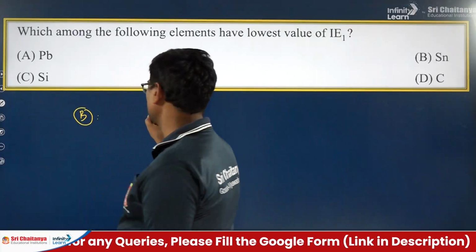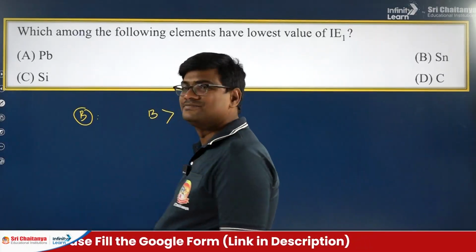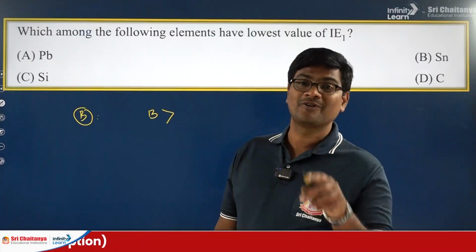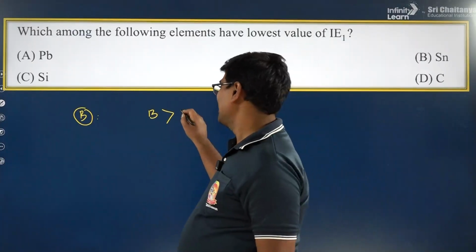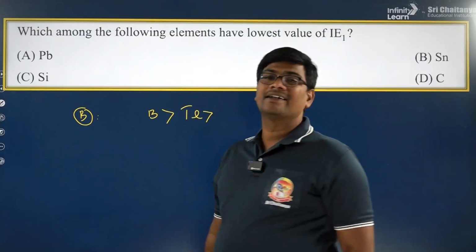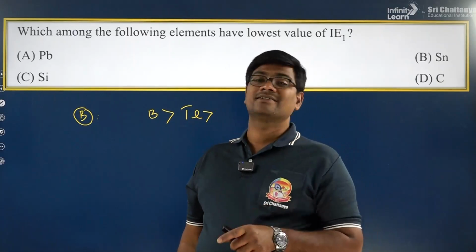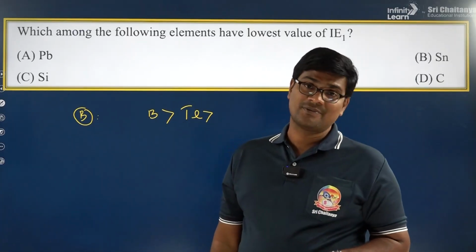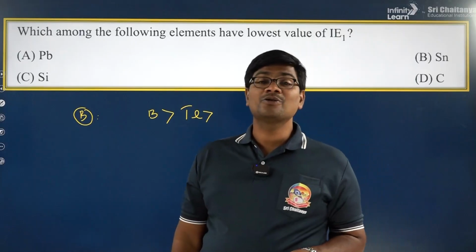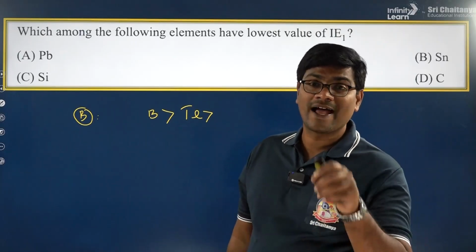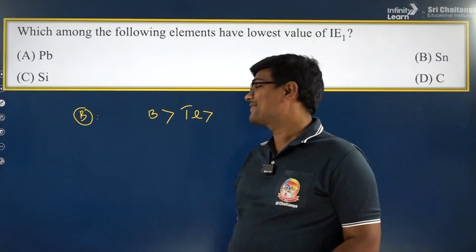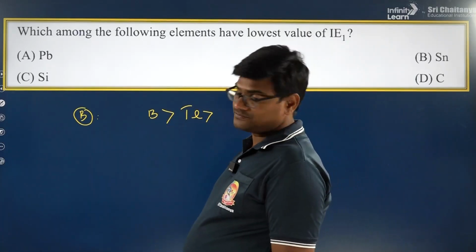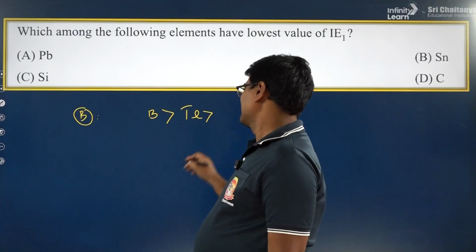Boron family. So we know that boron is greater. So after boron, what do we get? After boron, we expect aluminum, but what will we get? Thallium. Thallium has the highest, or second highest, ionization energy in the boron family. Why? There is a very famous reason: due to poor shielding of 4f electrons, effective nuclear charge is more here. Therefore, thallium has the second highest ionization energy.